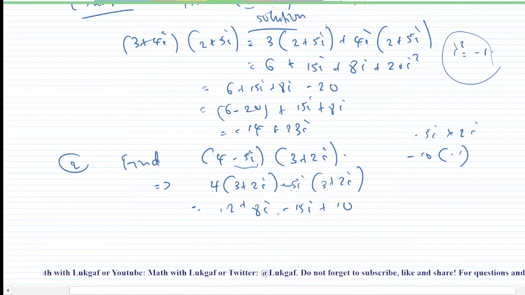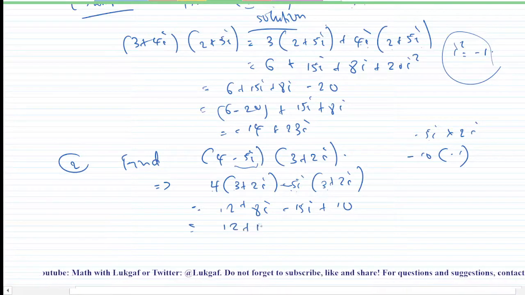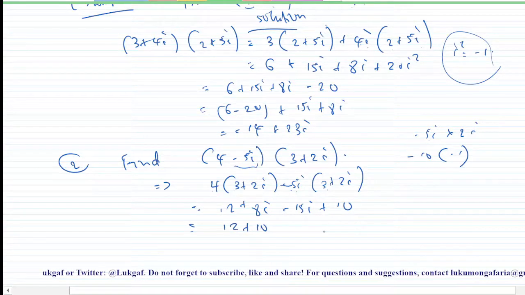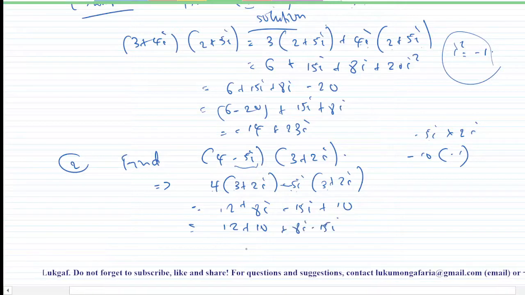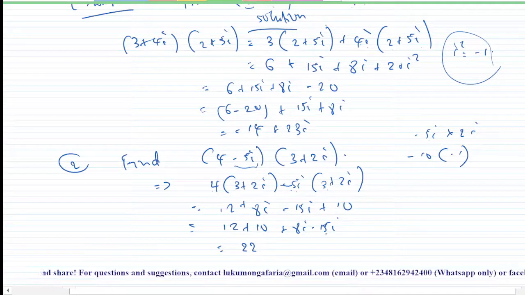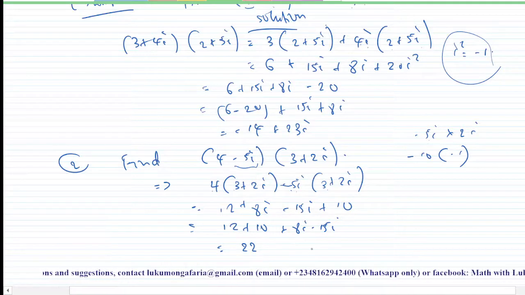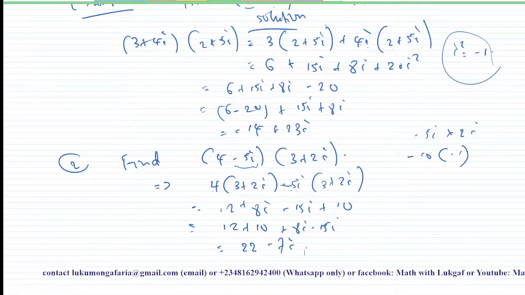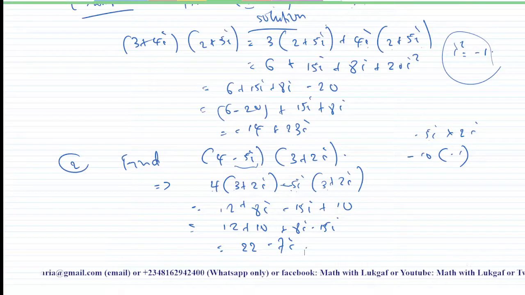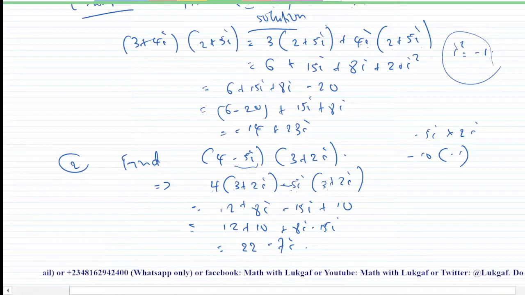Don't forget we have to add or subtract now. Then you merge real with real, imaginary with imaginary. And this is going to give me 22. 8 minus 15, that's minus 7i. Can you see it is very simple? Yeah, that's how you are going to multiply. It's as simple as that.